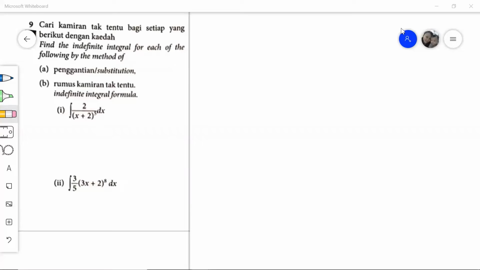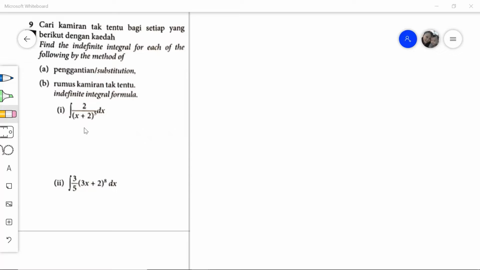Hi everyone, this is practice formative question number 9 in chapter 3, integration. Find the indefinite integral for each of the following by the substitution method or the indefinite integral formula. Now let's look at this. What is the difference between question number 9 and question number 8?